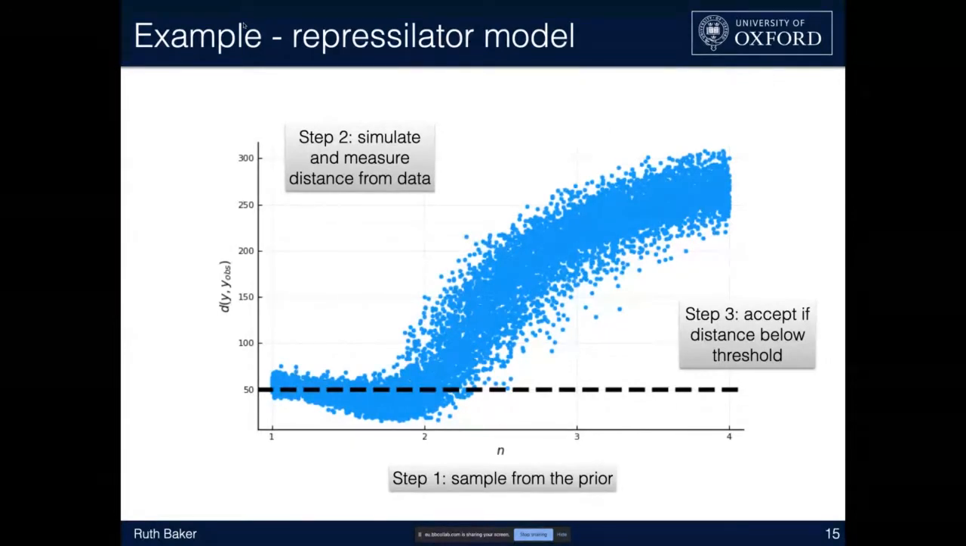So essentially this was just a uniform prior between 1 and 4. We're going to simulate the model and then measure the distance between the simulated data and the actual data. And then whenever the distance is less than the threshold, so the dashed line here indicates a threshold of 50, we're accepting the parameters into the posterior distribution.